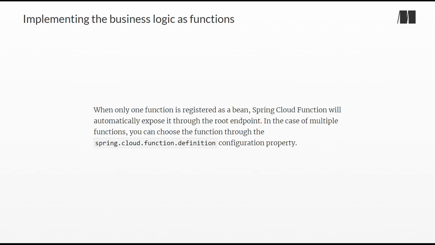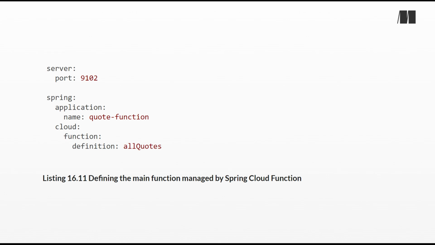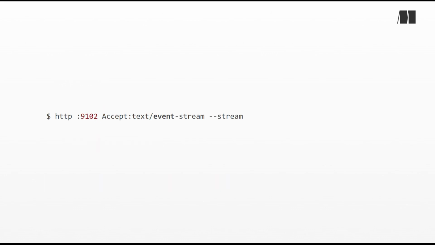In the case of multiple functions, you can choose the function through the spring.cloud.function.definition configuration property. For example, we could expose the allQuotes function through the root endpoint. In the Quote Function project, open the application.yml file and update it as follows. Listing 16.11. Defining the main function managed by Spring Cloud Function. Rerun the application and send a GET request to the root endpoint.